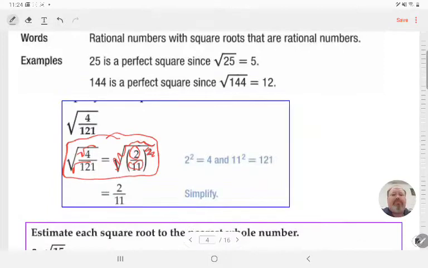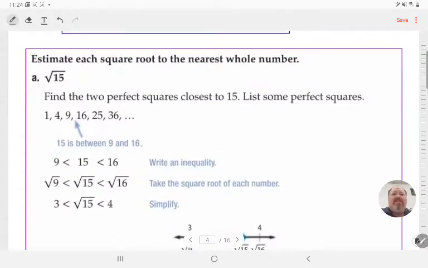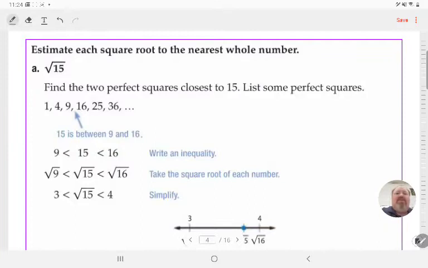Okay? All right. Estimate each square root to the nearest whole number. This is where you have non-perfect squares and you just want to use estimation. So you don't necessarily need to use a calculator here. If I have the square root of 15, I can take a look at what is the closest number that has a perfect square to that. Well, 9 is a perfect square of 3. And 16 is a perfect square of 4. Okay? So I can write 9 is less than 15, which is less than 16.